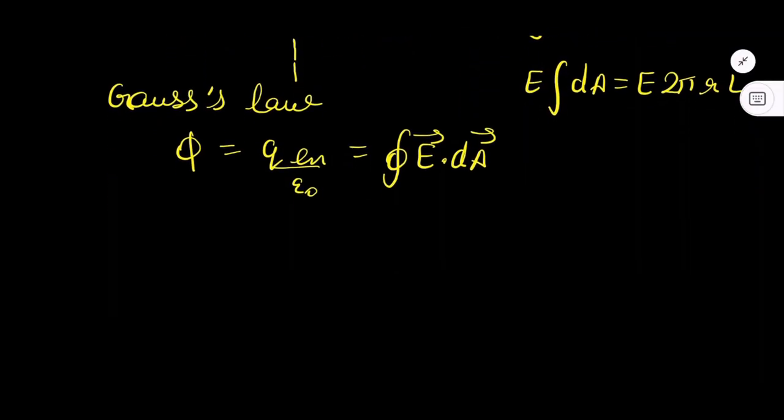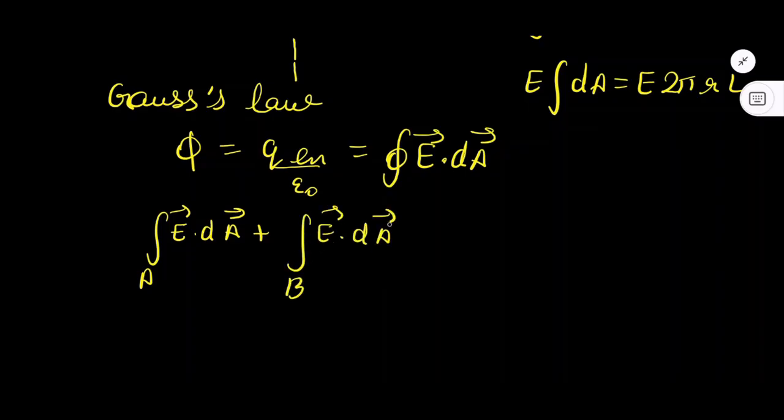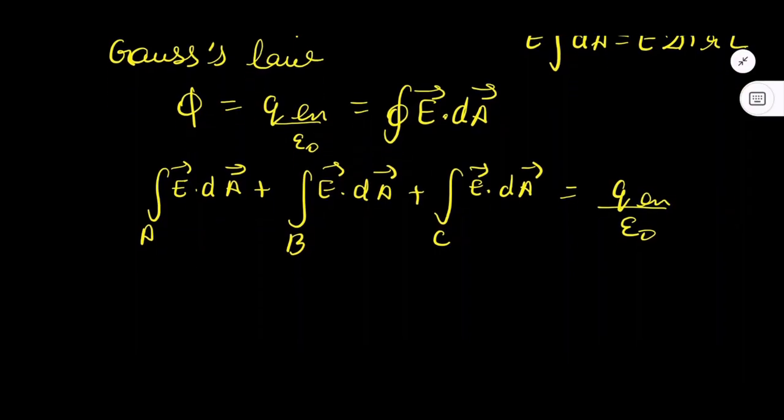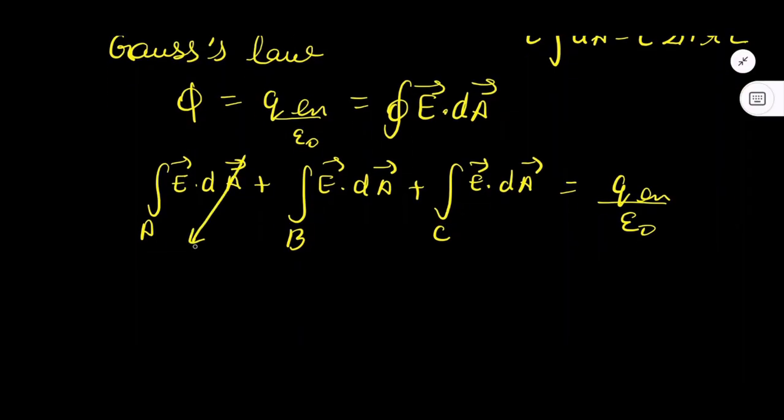Now if I open the integral, I have one integral due to the A surface, that is E dot dA, and the second will be due to B surface, again E dot dA, and it will also be due to C surface, so it is E dot dA. This is whole equal to charge enclosed upon epsilon naught. This is the Gauss law, right? So the flux we have seen is 0 for A and B, so this term is equal to electric field into 2 pi RL.